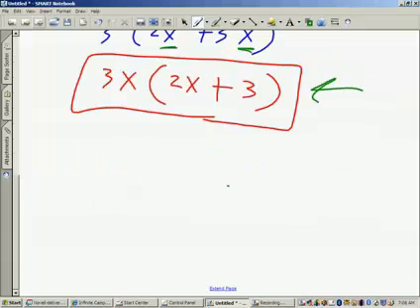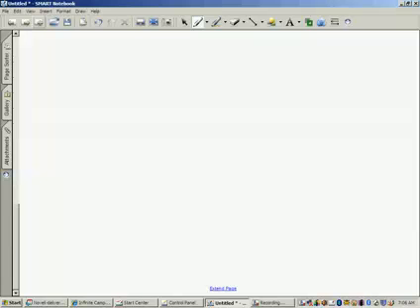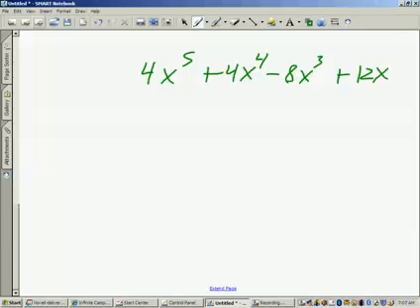Now let's ramp this up, because not only can I deal with things like x squared plus x, some number x squared, some number x, I can make this as long as I want. So let's really ramp this up, and let's go 4x to the 5th plus 4x to the 4th minus 8x to the 3rd, and let's go plus 12x squared. Basically, I'm going to stop because I ran out of room.